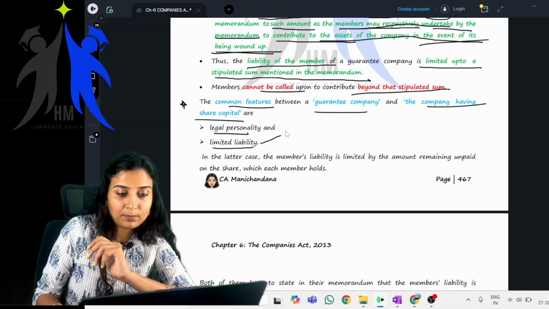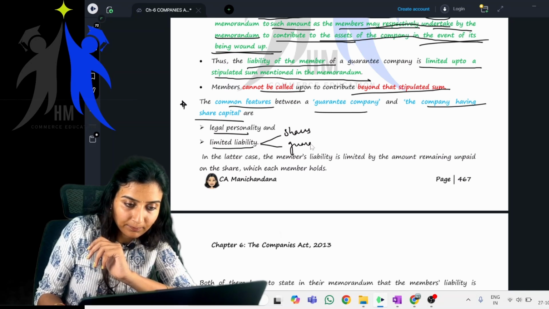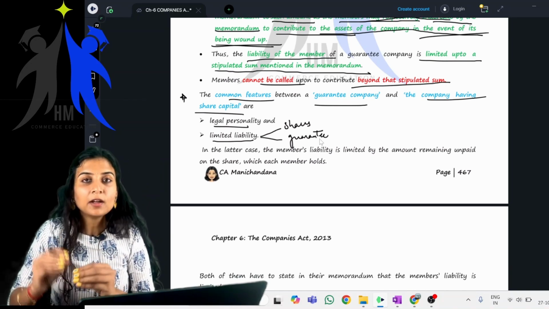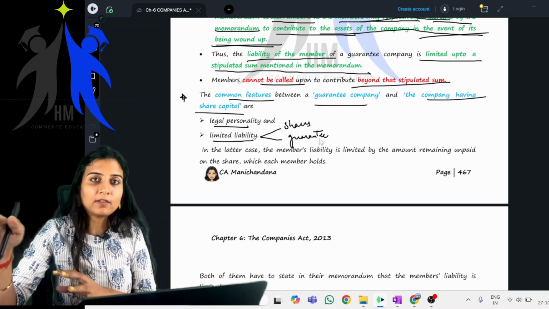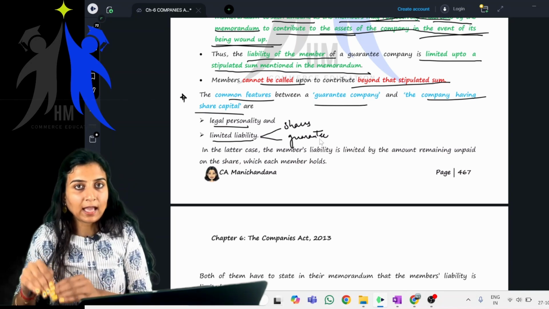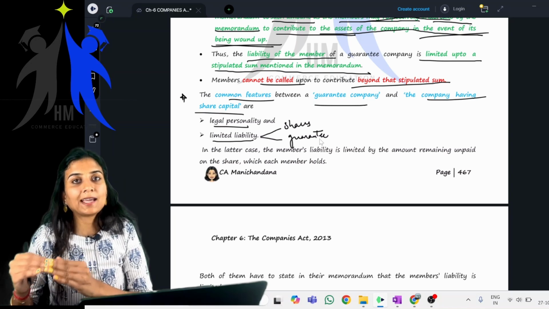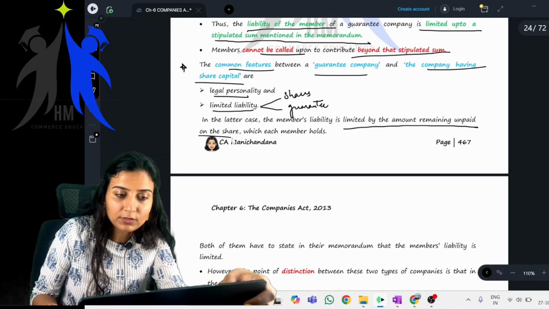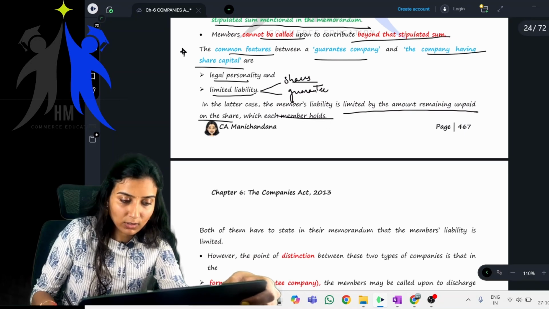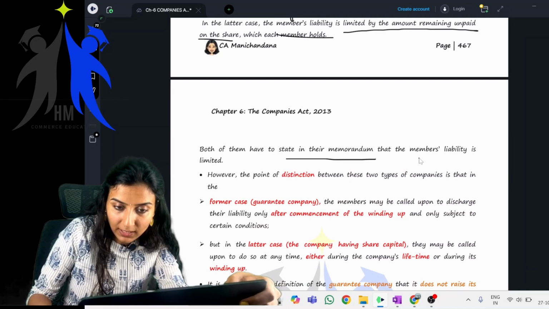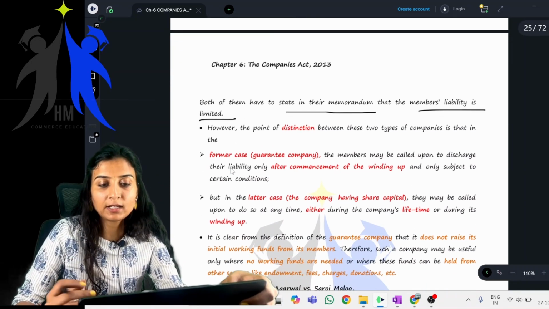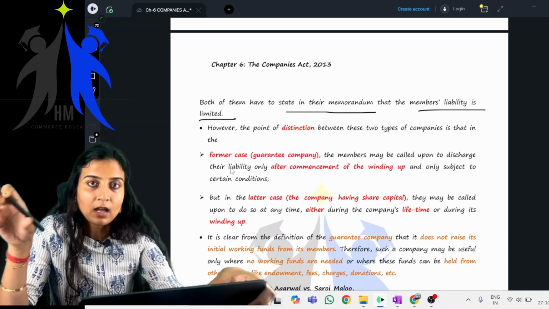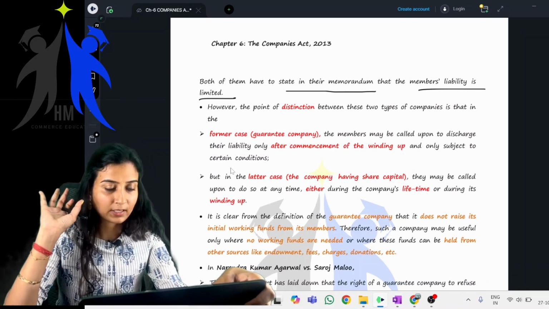Company limited by shares, company limited by guarantee. What they're trying to tell you is that the liability of members is limited to the unpaid capital if it is limited by shares, or to the amount they have guaranteed if it is a company limited by guarantee. In the former case, the members' liability is limited by the amount remaining unpaid on the shares which each member holds. Both of them have to state in their memorandum that members' liability is limited, either by the unpaid amount on shares, or by an amount guaranteed by the member. But both are limited. Understood? Yes.